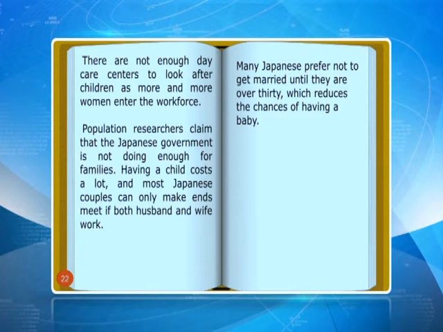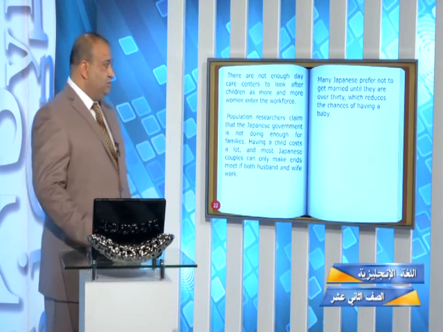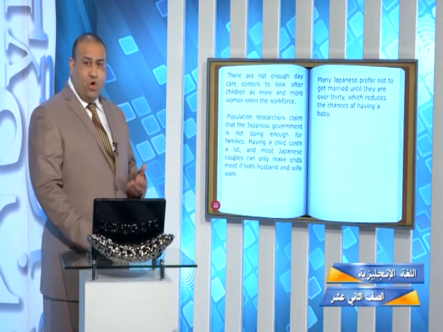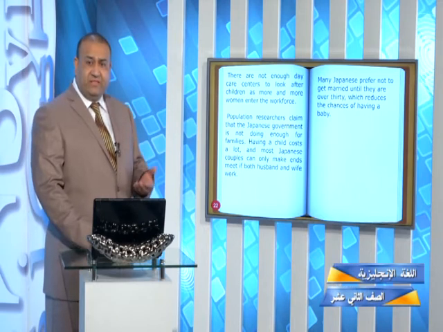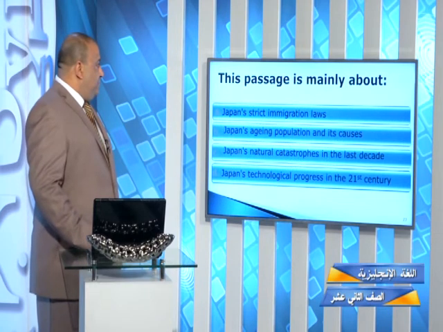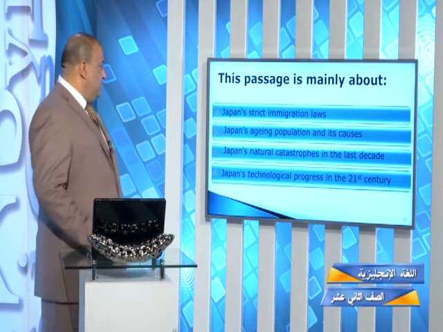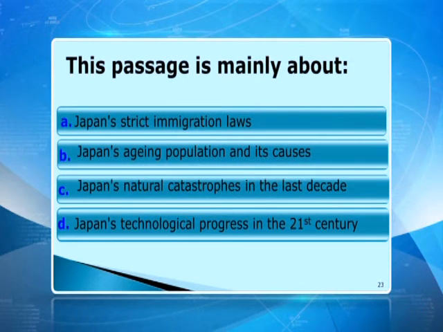Now, as we have read the text, let's move to answer our questions, of course, referring to the text. No pieces of information outside the text are allowed. Now, let's talk about the main idea of the reading passage. This passage is mainly about: Japan's strict immigration laws, Japan's aging population and its causes, Japan's natural catastrophes in the last decade, or Japan's technological progress in the 21st century?